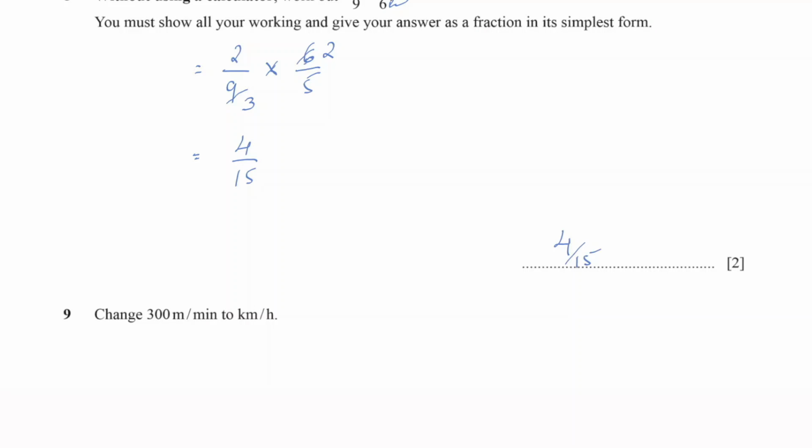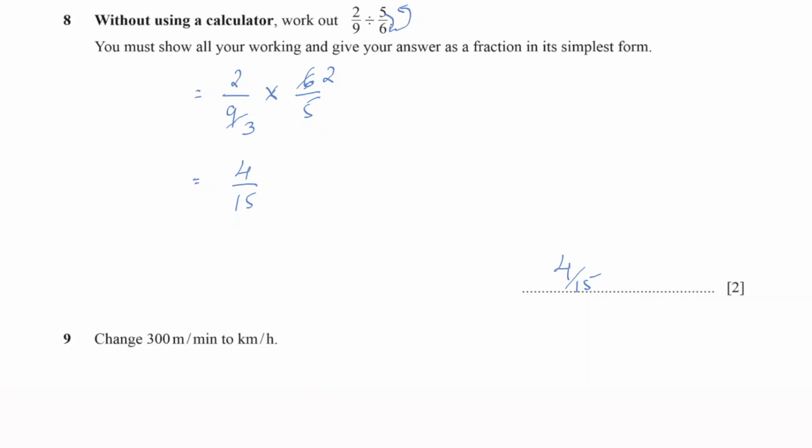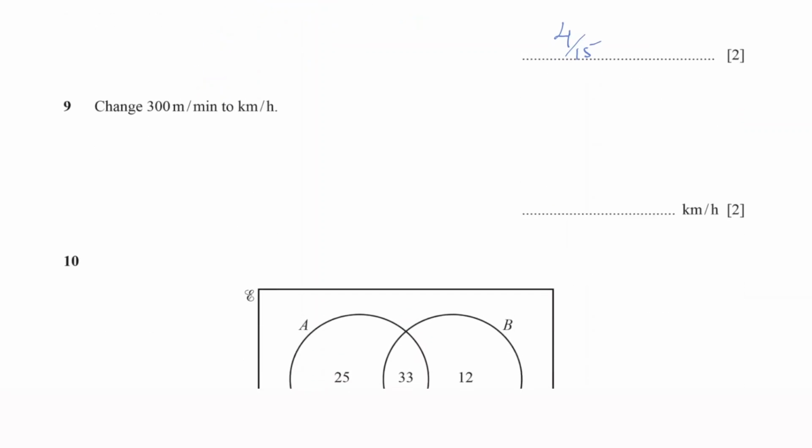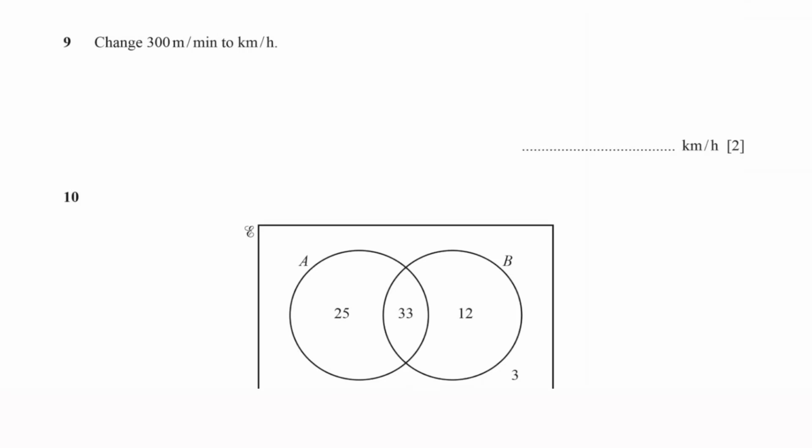Question number 9. Change 300 meter per minute to kilometer per hour. Okay, so you know that 1 kilometer is equal to 1000 meter, and 1 hour has 60 minutes. That's what we have to convert. Here it is given 300 meter, right?